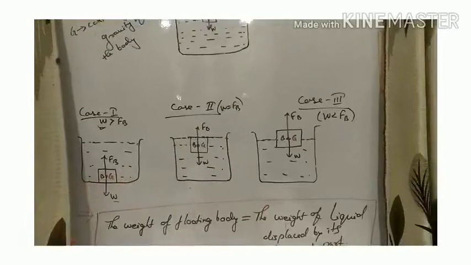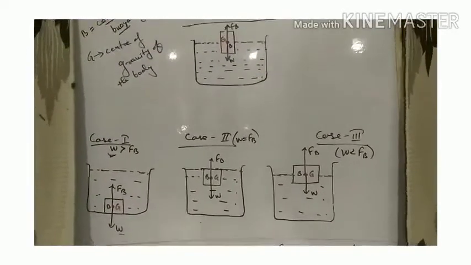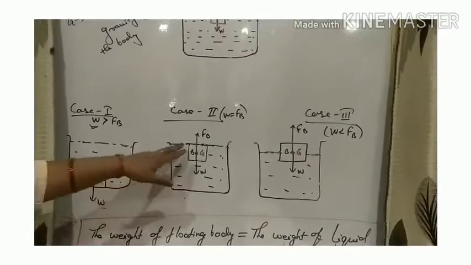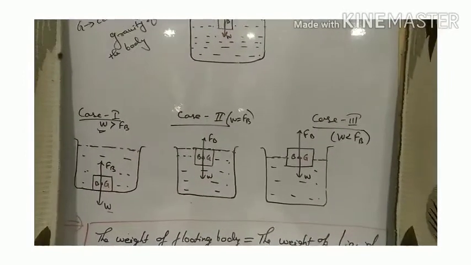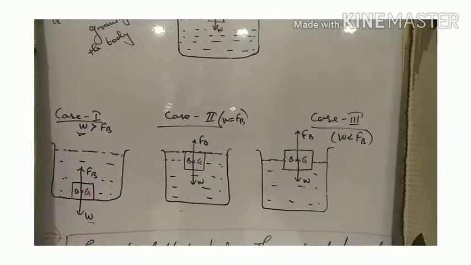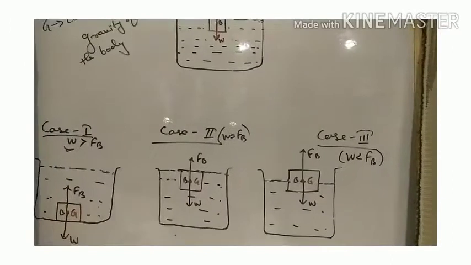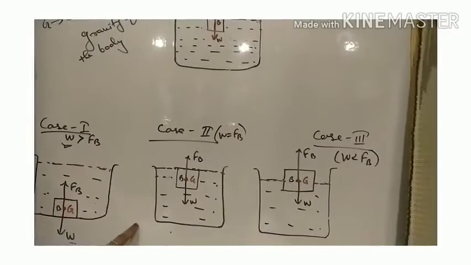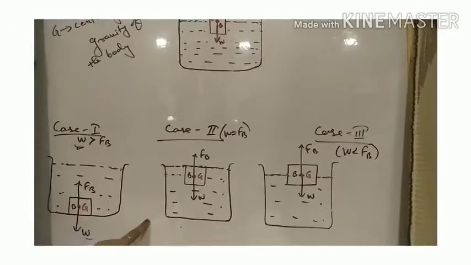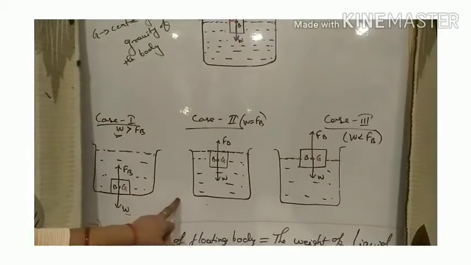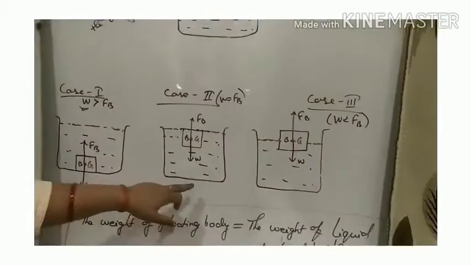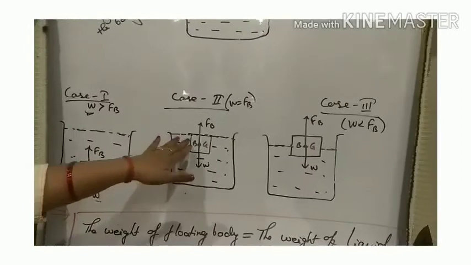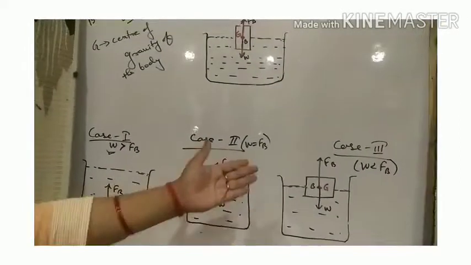Now in case 2, the weight of the body is equal to the upthrust, and that's why the body floats in the liquid. In this case the body will float just below the surface of the liquid, as you can see in this diagram. The apparent weight of the body will be 0. The density of such a body is equal to the density of the liquid, and hence it floats in the liquid.